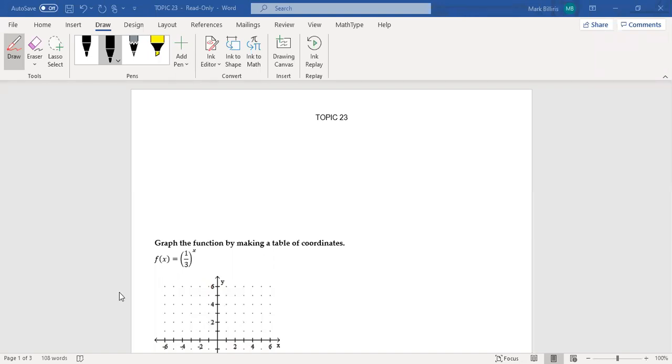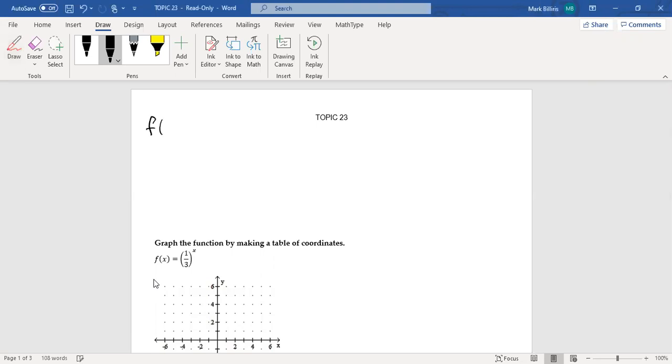In this section, we're going to talk about exponential functions, graphing exponential functions, and using transformations to graph exponential functions. So let's talk about exponential functions. We're going to deal with two concepts, exponential growth and exponential decay. So let's look at the difference.